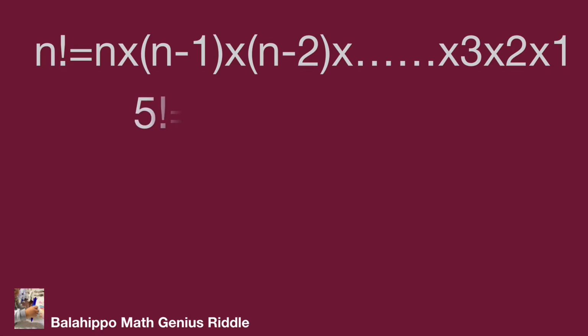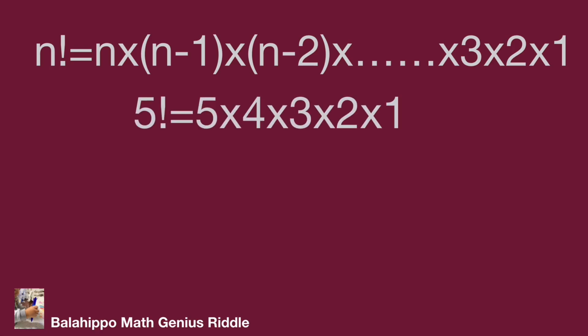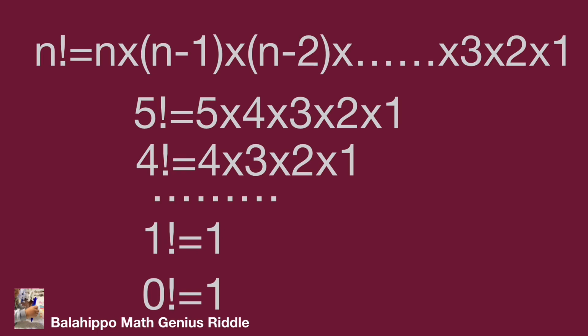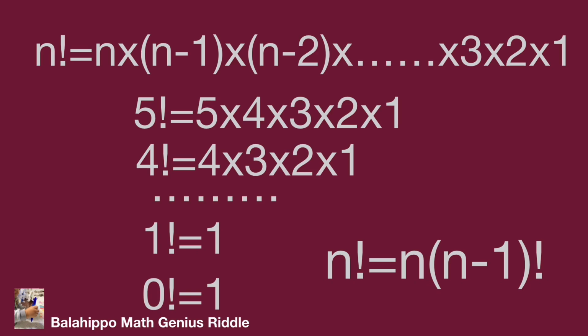For example, 5 factorial equals 5 times 4 times 3 times 2 times 1, and 4 factorial equals 4 times 3 times 2 times 1. Here 1 factorial equals 1, and we define 0 factorial equals 1. And we have a very important equation: n factorial equals n times (n−1) factorial, such as 5 factorial equals 5 times 4 factorial. Okay, let's solve the question.